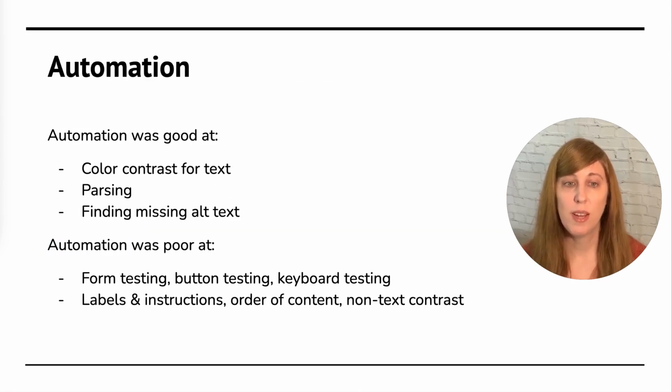From this study, they found that automation was quite good at finding issues with color contrast for text, parsing, and finding missing alt text. Unfortunately, automation was quite poor at form testing, button testing, keyboard testing, determining if labels and instructions are actually useful, determining if the order of content is correct, and non-text contrast, which meant that a lot of things were not found by automation that affect real people.